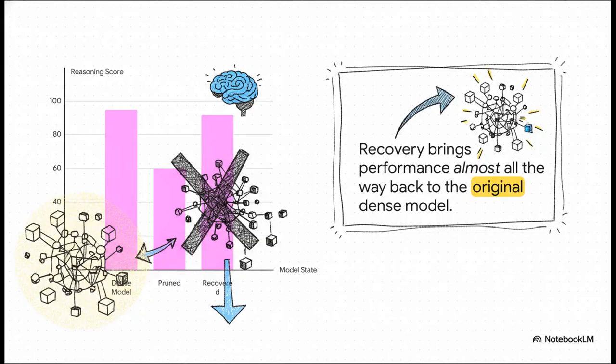And this right here, this is what success looks like. This chart tells the entire story perfectly. You start with the original dense model, way up there with high reasoning performance. Then you prune it, and wham, performance collapses, a massive drop. But then, after running our recovery pipeline, look at that. It shoots right back up, almost to where it started. That is the power of precision recovery in a single image.